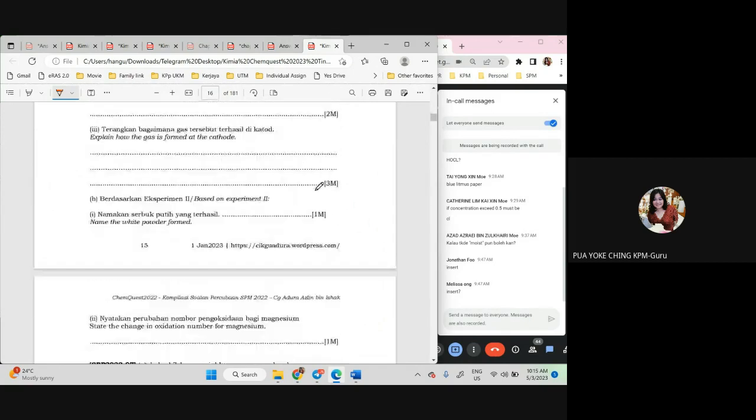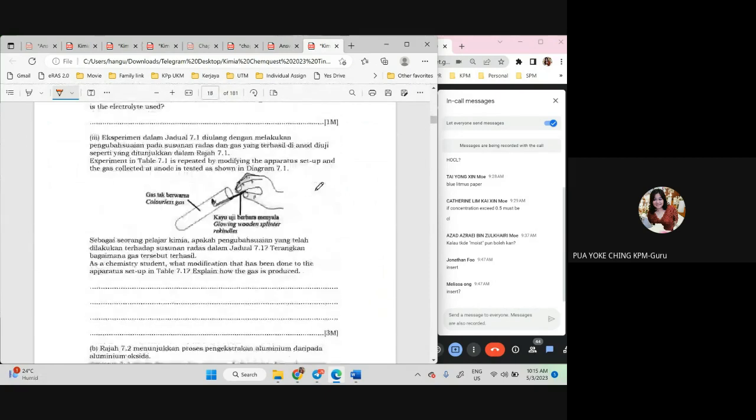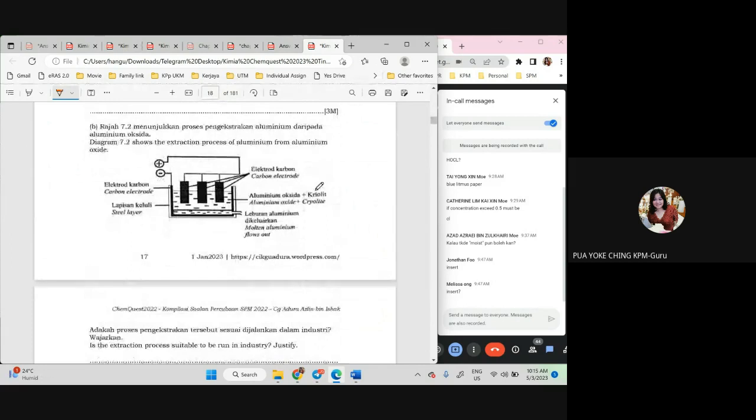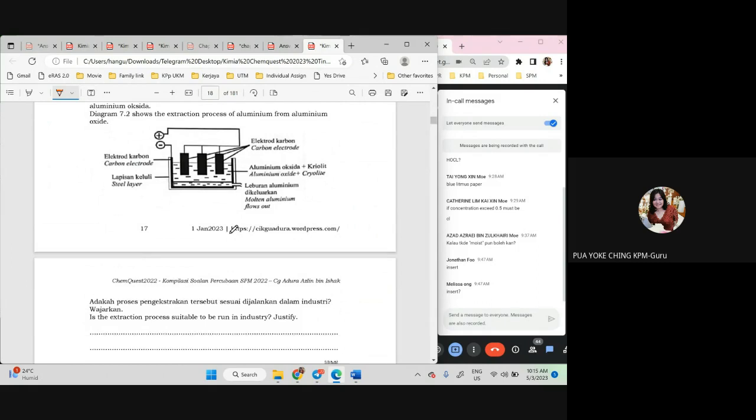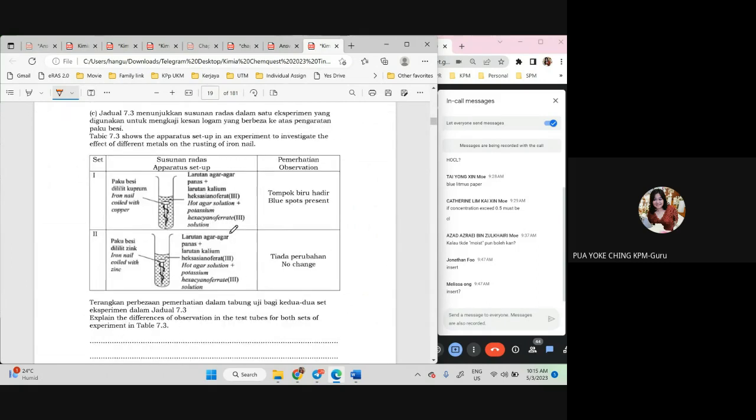Okay, ini lebih kurang sama. I tak nak bincang. This is also the same. It's still electrolytic cell. Ini ialah extraction of metal, aluminium melalui electrolysis. So, kena baca. Okay. There's another one which is in chapter 1 yang tadi kita langsung tak bincang adalah pengaratan.